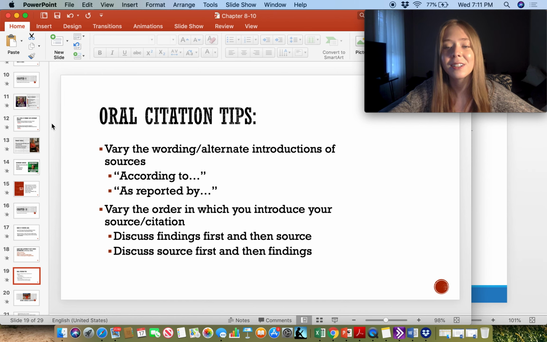So tips for staying interesting is to vary the wording and alternate introductions of sources. So you can say, according to the New York Times, or Stacy reported, obviously you need to include her last name, but maybe Dr. Stacy reported in the New York Times that blah, blah, blah, blah, blah. So just make sure that you vary that a little bit just to keep things interesting. You can also vary the order in which you introduce your source, so discuss your findings first and then cite it afterwards, or you can state the source first and then your findings.